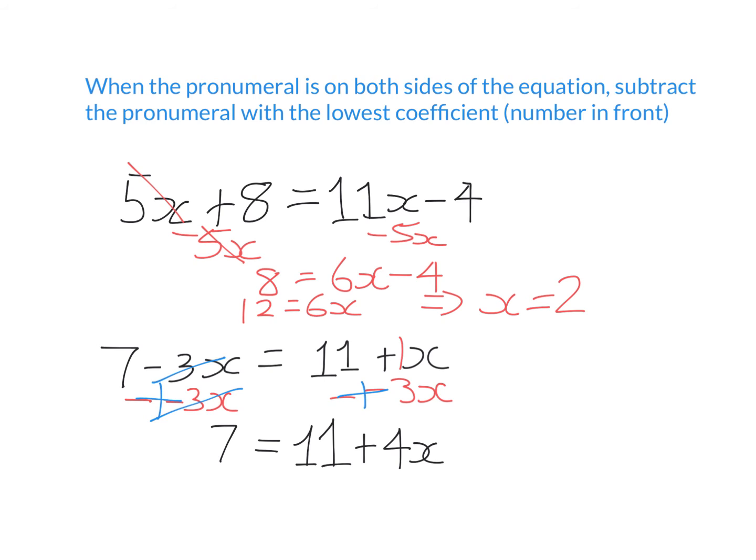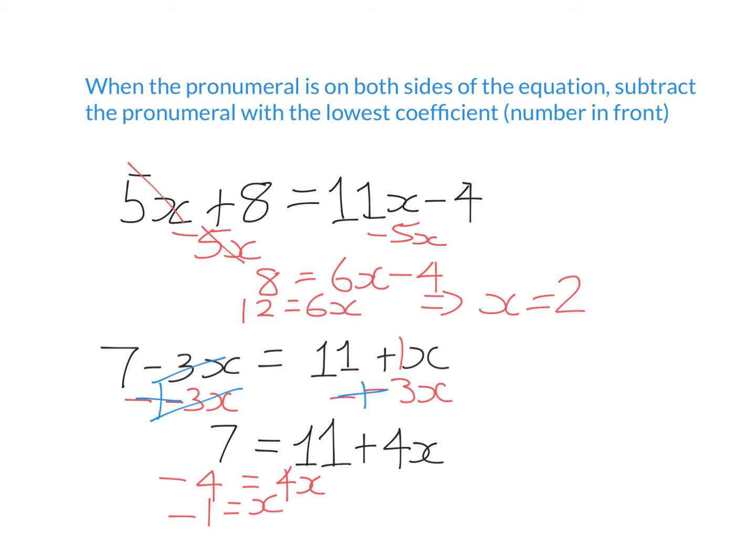So now you see that x is in only one spot of the equation, so I can just solve like normal. So what I'm going to do is subtract 11 from both sides, and then I'm going to divide each side by 4. I get x is minus 1.